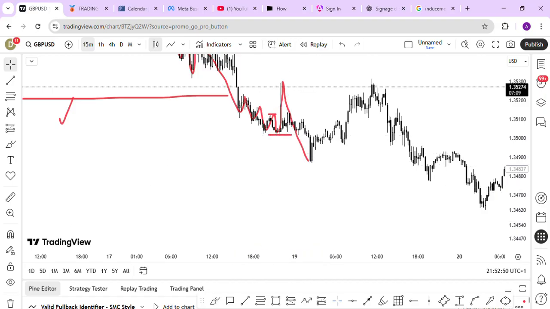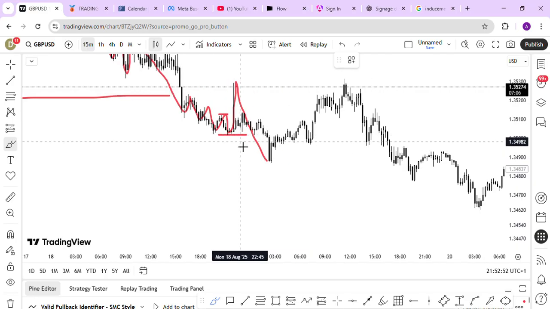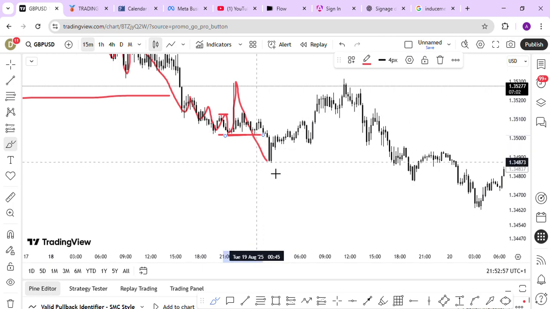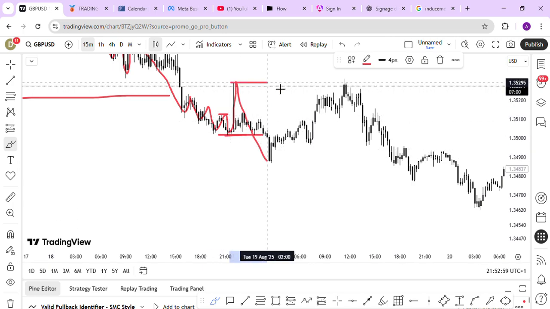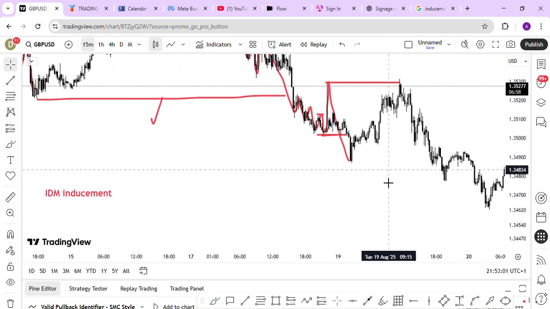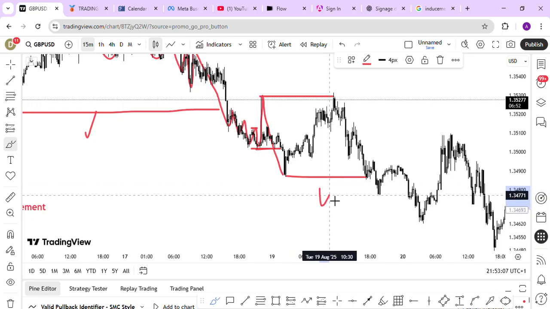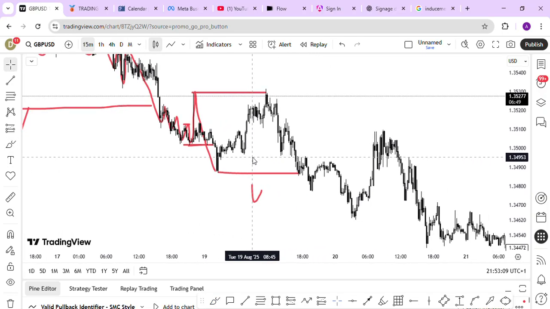After we break down this structure, there's no valid pullback. So it means that this high will be our inducement. And you see how the market went back there nicely, took out that level, then created another break of structure. So that's how the process will continue. The same thing happens there.